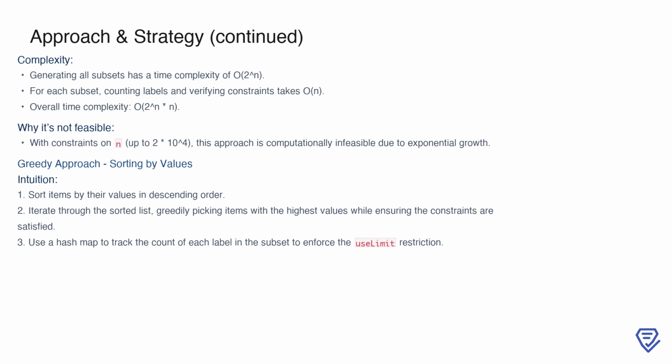Instead, a more efficient method is the greedy approach based on sorting the items by their values. Here, the idea is to focus on the highest value items first. By iterating through the sorted list, we can greedily pick items while ensuring the constraints are met. To enforce the use limit restriction, we use a hash map to track how many times each label has been included in the subset. This allows us to efficiently maximize the total value without violating the given constraints.